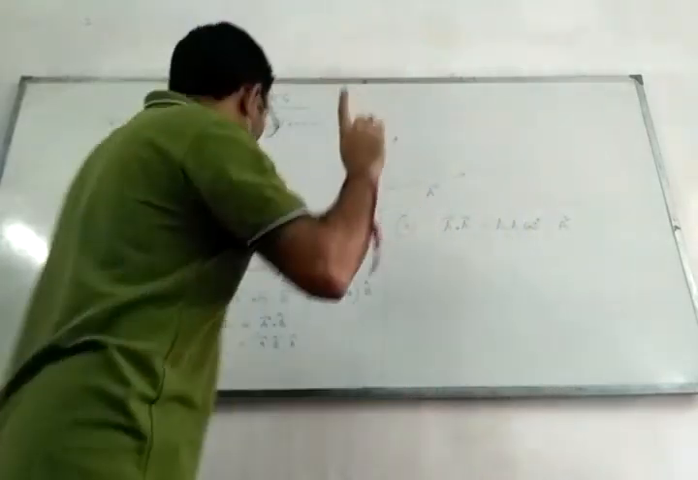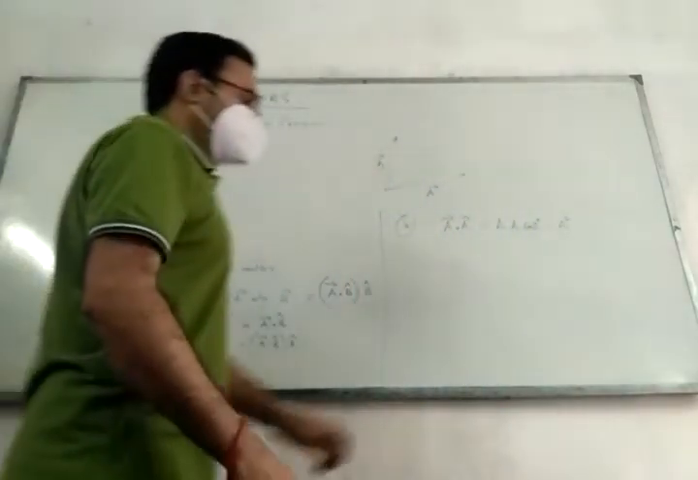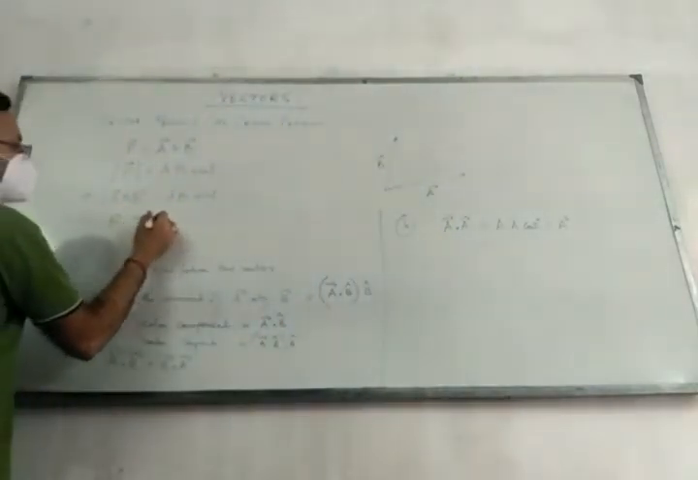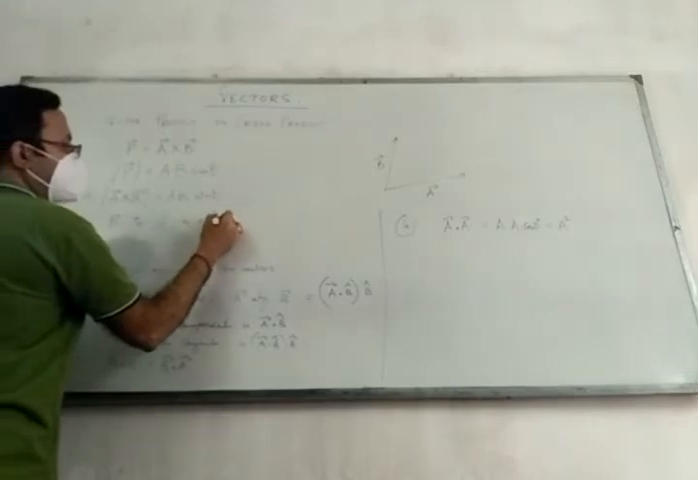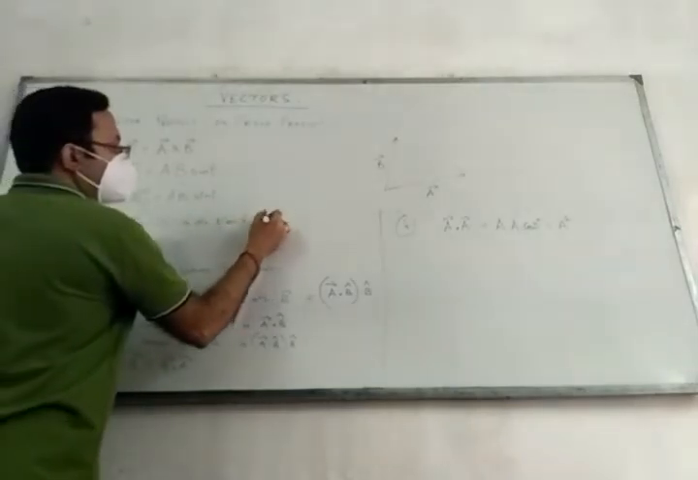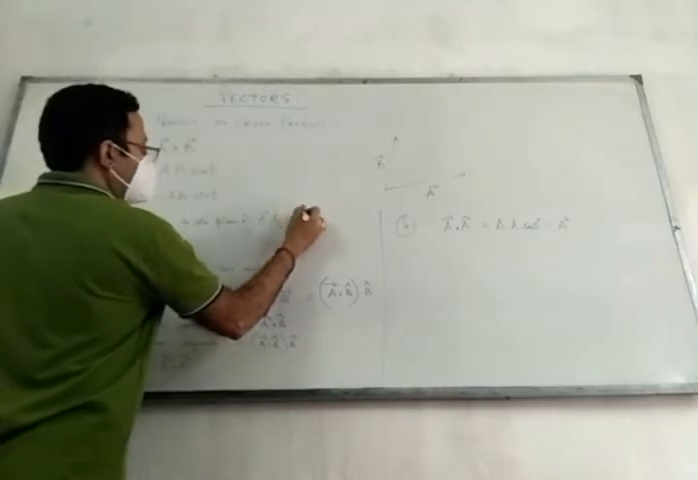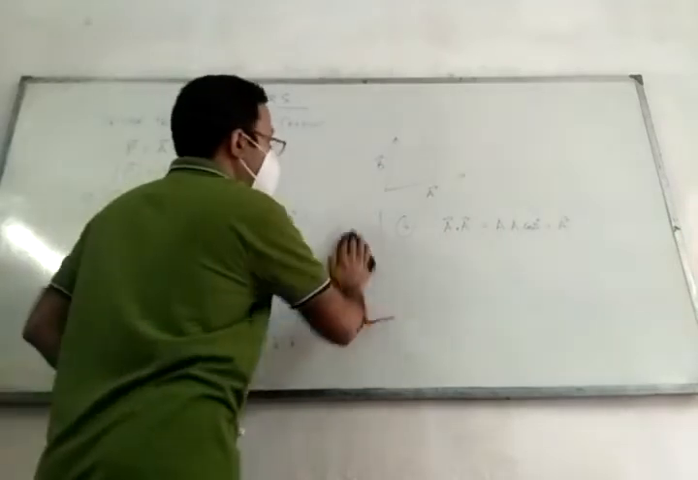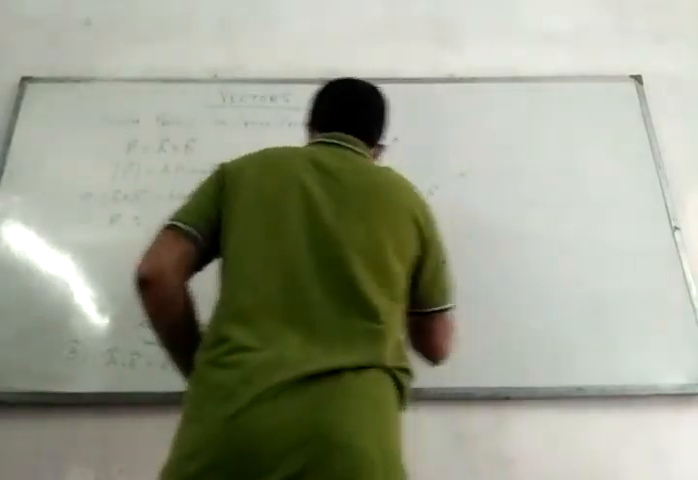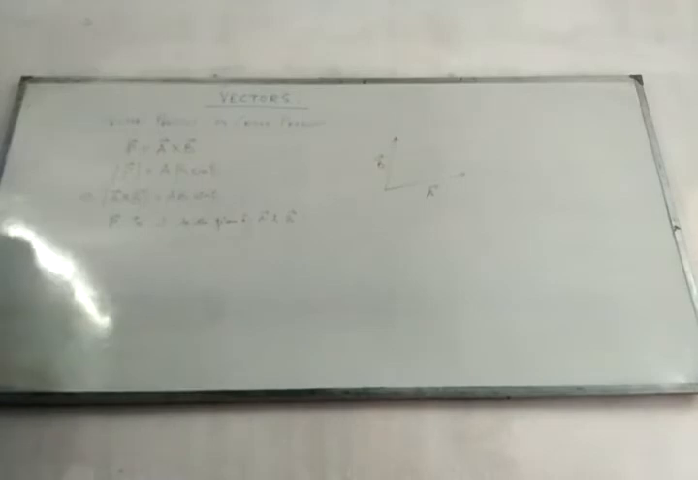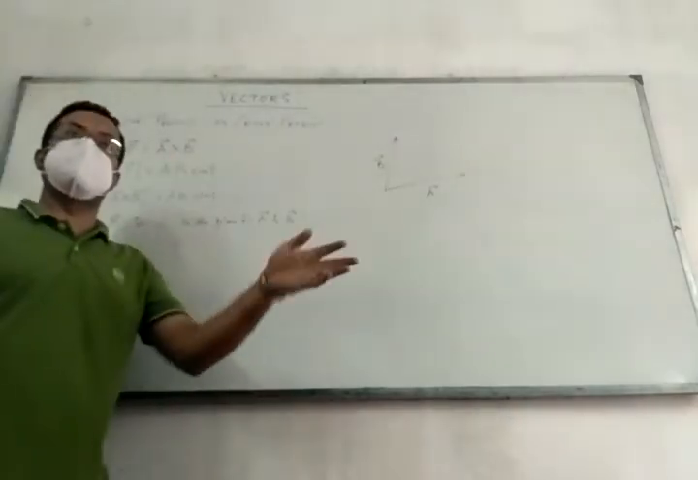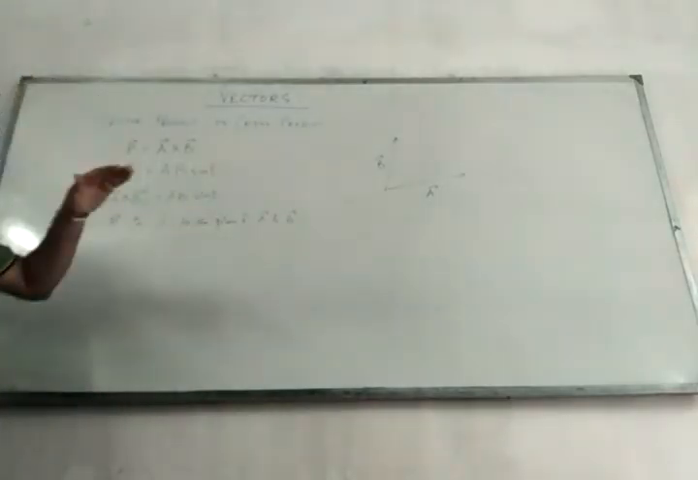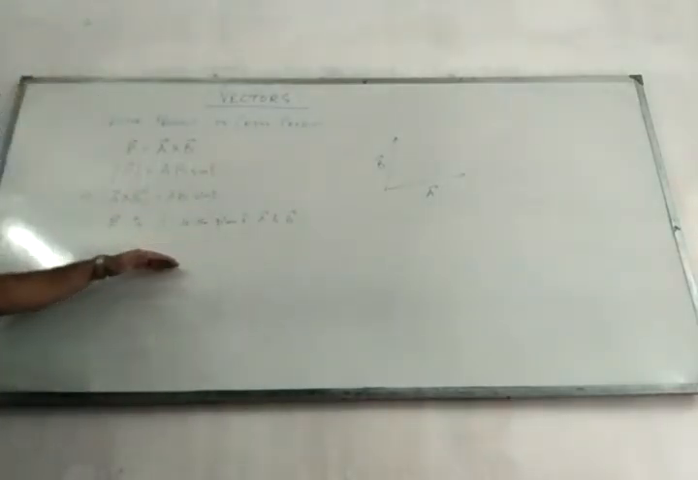Yes. So write this down. Vector P is perpendicular to the plane of A and B. This is giving us a three-dimensional sense. So vector P is perpendicular to the plane of A and B, but we don't know whether it's perpendicularly outward or inward.